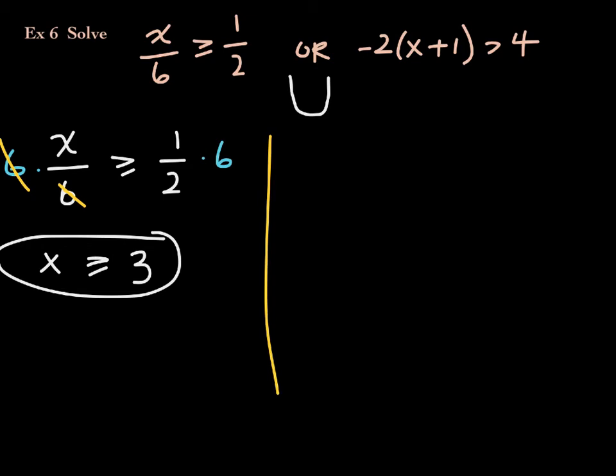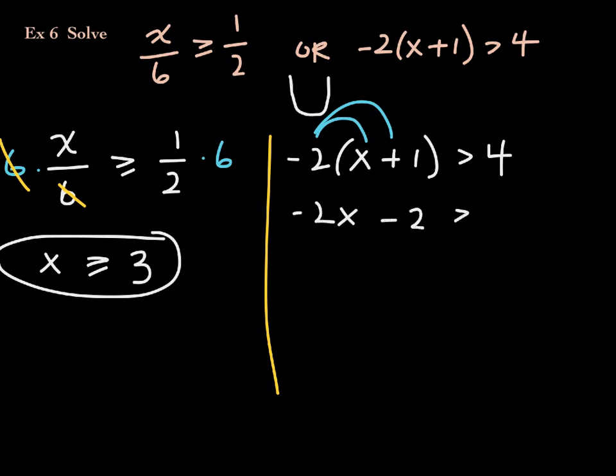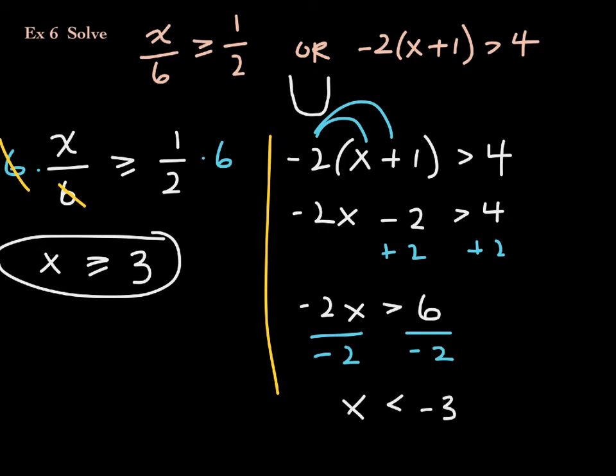Let's go for the next one now. Just separate that. What do you want to do with this negative 2? Do you want to distribute it, or do you want to divide both sides by negative 2? I've seen most of my students want to distribute it, so that's fine. We can distribute it if you'd like. So this would be negative 2x minus 2 is strictly greater than 4. Adding 2 to both sides leaves us with negative 2x strictly greater than 6. Dividing both sides by negative 2, remember, we're dividing by a negative, so we have to switch that inequality symbol: x is less than negative 3.